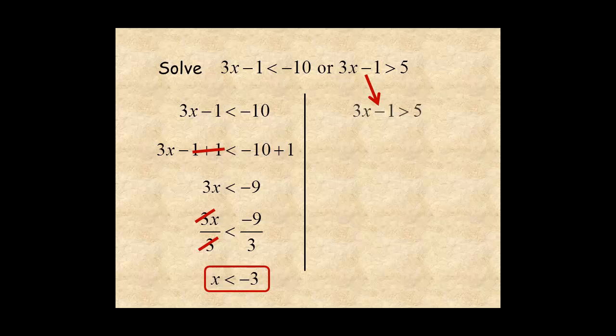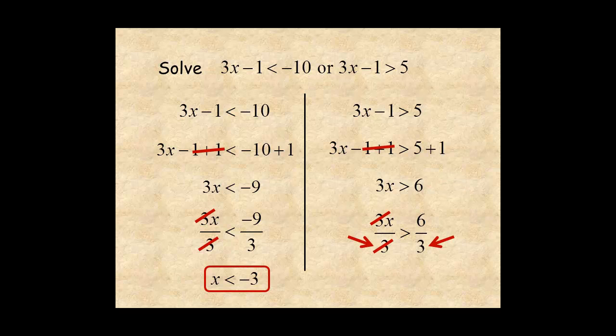On the right, you have 3x minus 1 greater than 5. Add 1 to both sides for 3x greater than 6. Then divide both sides by 3 for x greater than 2.